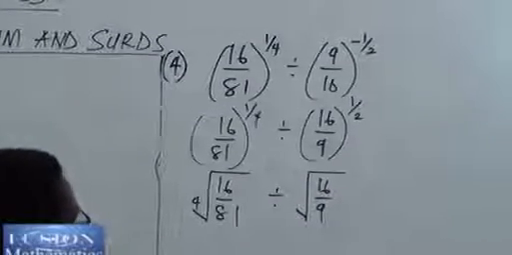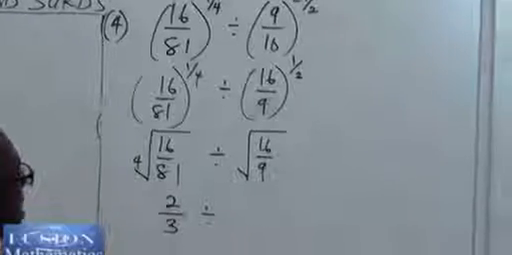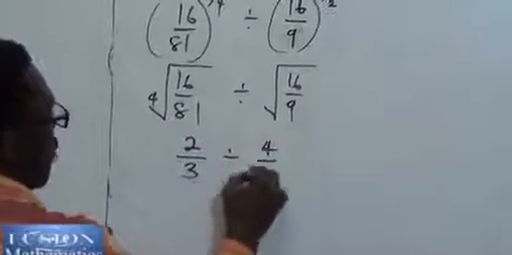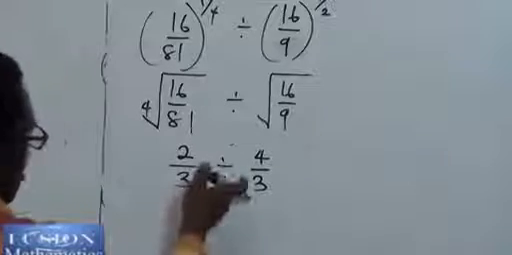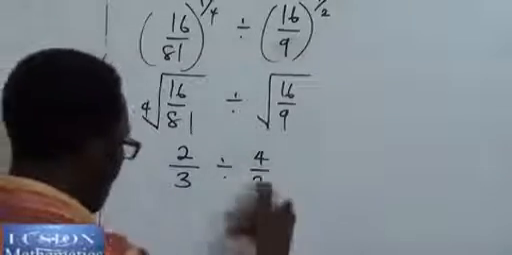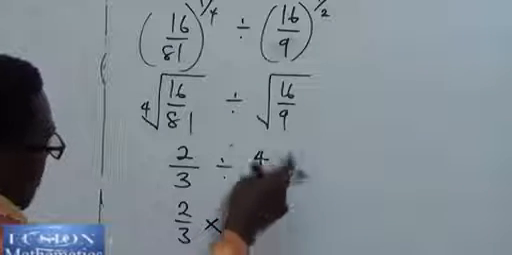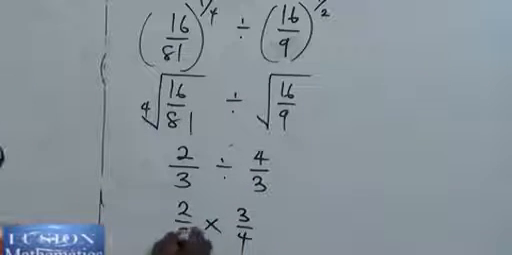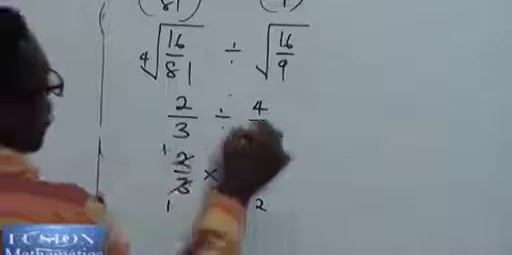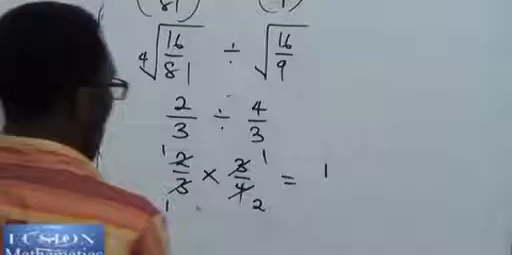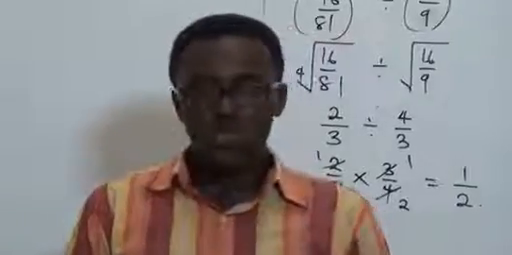Now the fourth root of 16 is 2. So we have 2. And the fourth root of 81 is 3. Divided by the square root of 16 is 4. All over square root of 9 has 3. Now, we already said that when you have division, the division sign will change to multiplication and the fraction will turn upside down. So we have 2 over 3, multiplication sign, then the turning upside down of the fraction will be 3 all over 4. Then 3 will go here 1, 3 will go here 1, 2 will go here 1, 2 will go here 2. So we multiply. 1 multiplied by 1, which is 1. 1 multiplied by 2, which is 2. So that is how we solve questions in indices.